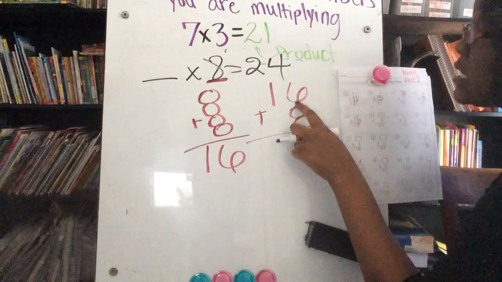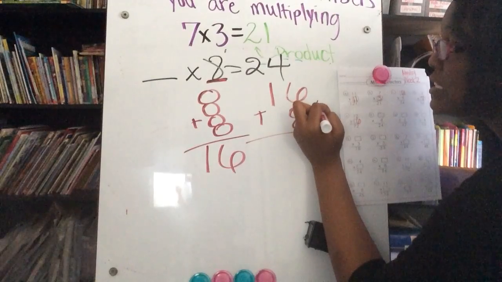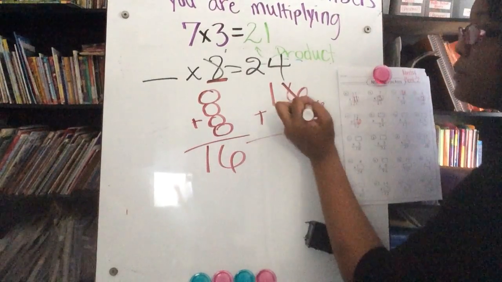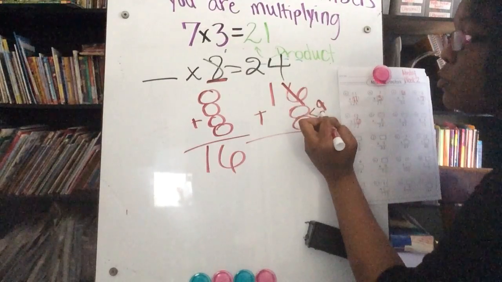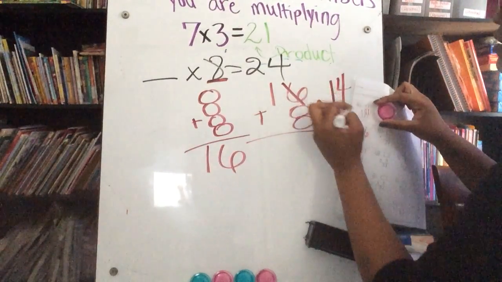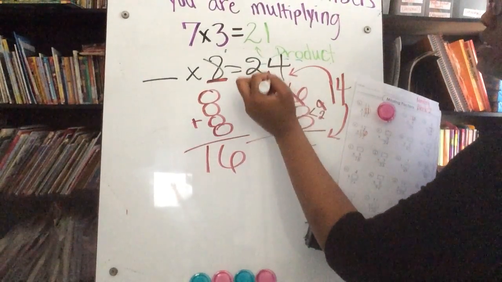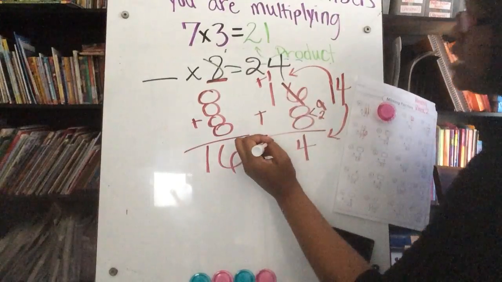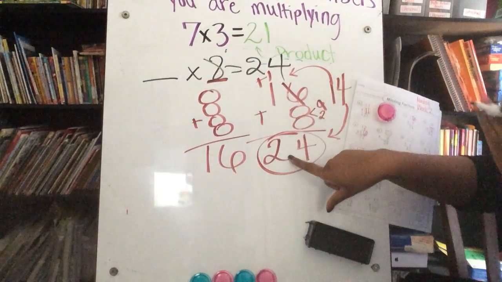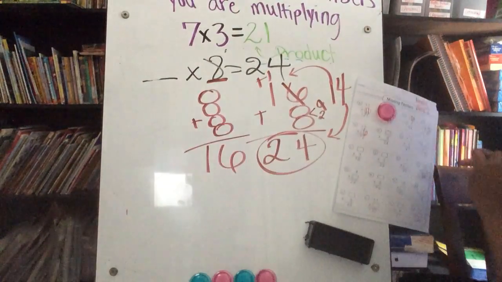6 plus 8. 6 plus 6 is 12 because I decompose this 8 into 6 and 2. 6 plus 2 is 8. So 6 plus 6 is 12, plus 2 more is 14. So 6 plus 8 is 14. I put my 4 in my ones place and my 1 ten above my tens place. 1 ten plus 1 ten is 2 tens, which is 24. That gives me 24.